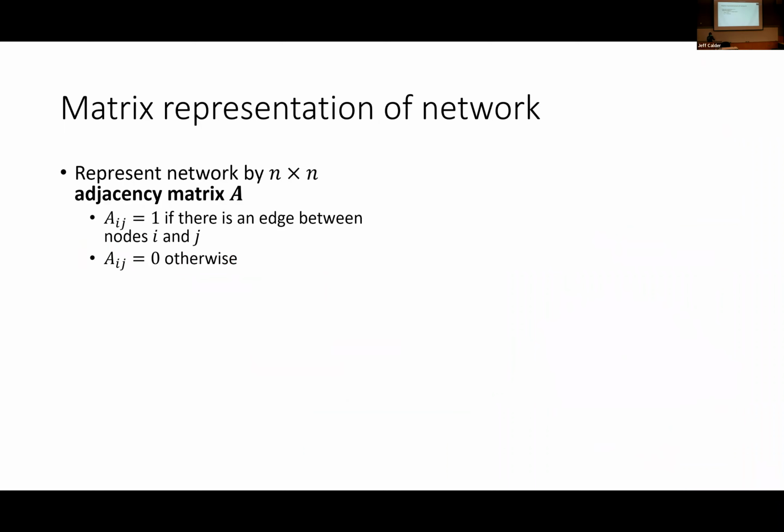And I'll start off with some basics here. So we can represent a network by an adjacency matrix A, and it's a square matrix n by n, where n is the number of nodes, let's say the number of people in the network, and the entries are binary. So entry ij is 1 if nodes i and j have an edge. So this could be, let's say, a friendship between people i and j, and 0 otherwise.